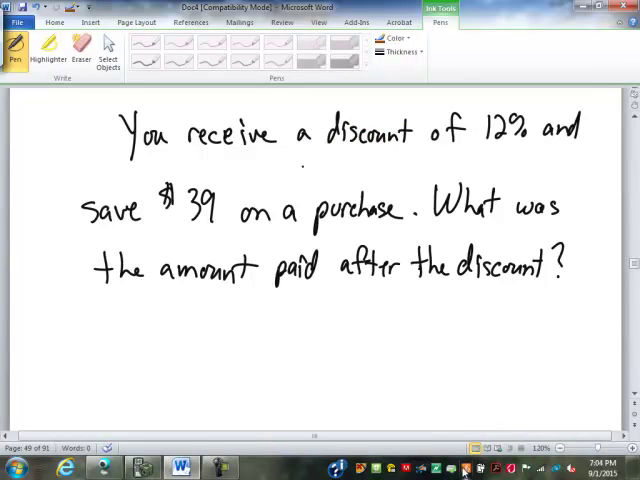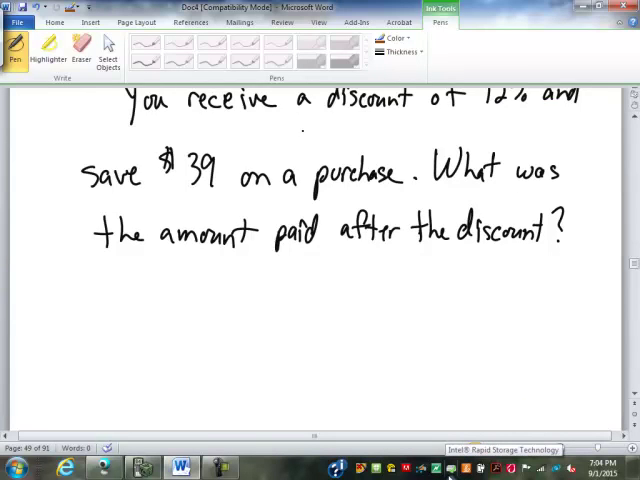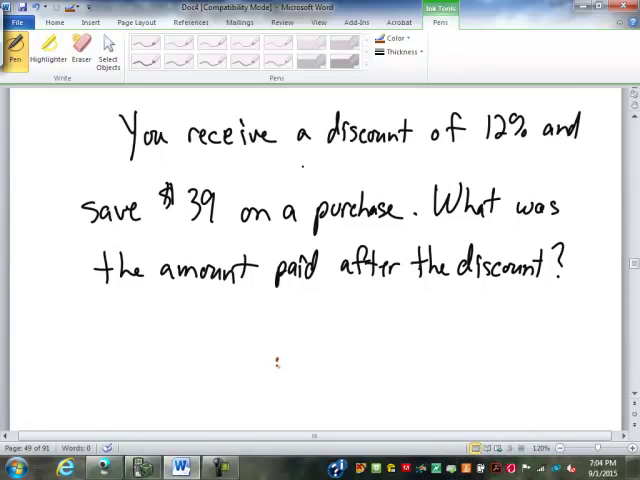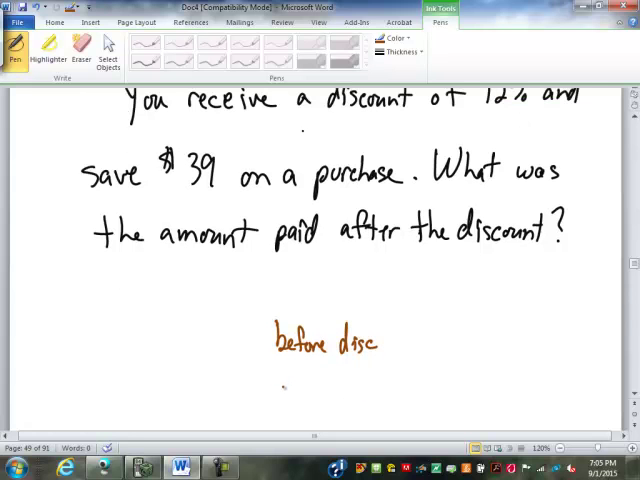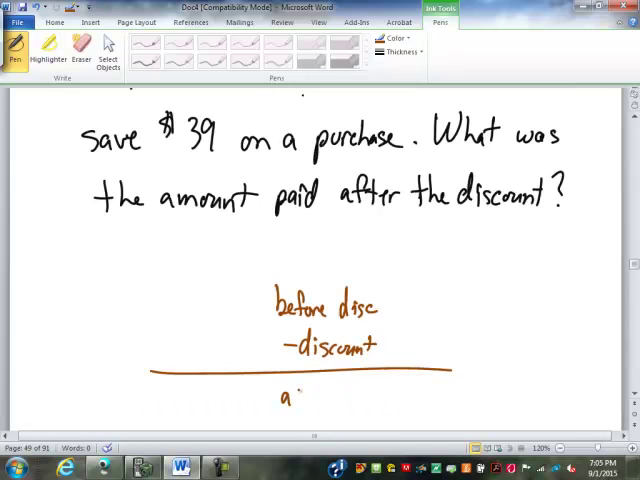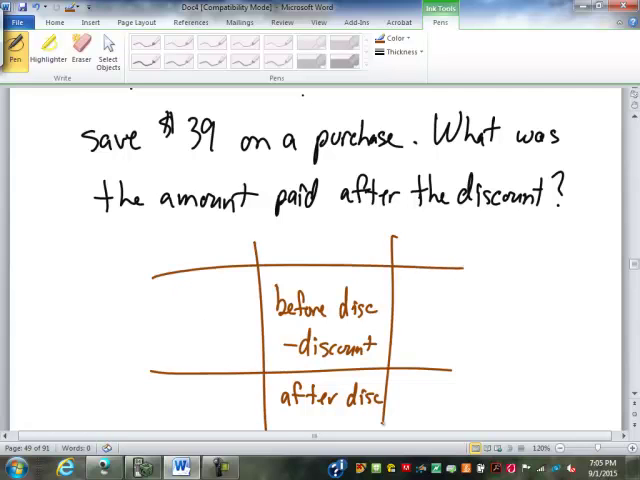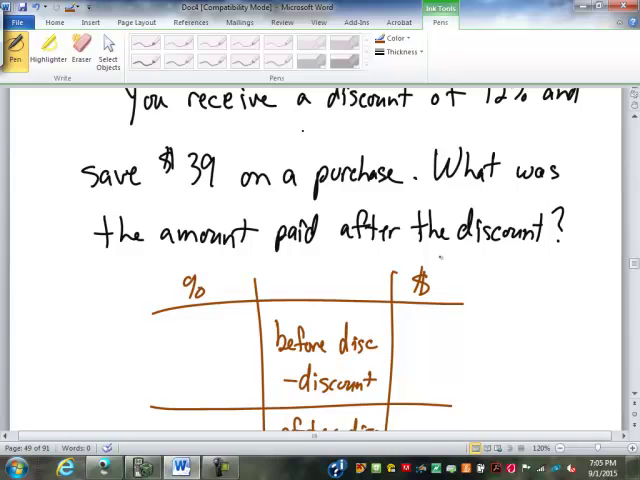So let's take a look. Again, the words don't matter. It's the general idea here. But let's say you have the full price or before discount. This could be increase or decrease. Decrease. So we're going to minus the discount. And we'll have the price after the discount. And again, we have numbers on both sides. There's percents on one side, and we're back to dollars on the other side. What do we know?